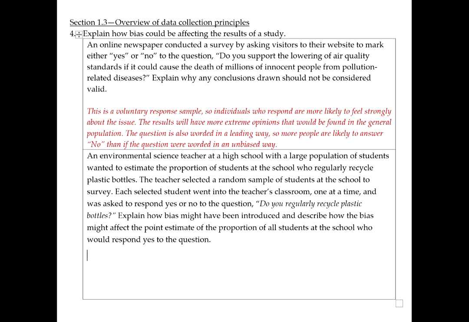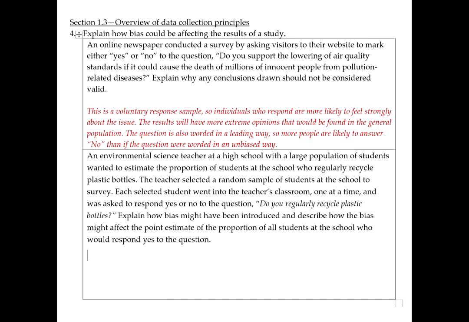Okay, here's the next example. An environmental science teacher at a high school with a large population of students wanted to estimate the proportion of students at the school who regularly recycle plastic bottles. The teacher selected a random sample of students at the school to survey. Each selected student went into the teacher's classroom one at a time and was asked to respond yes or no to the question, do you regularly recycle plastic bottles? Explain how bias might have been introduced and describe how the bias might affect the point estimate of the proportion of all students at the school who would respond yes to the question.